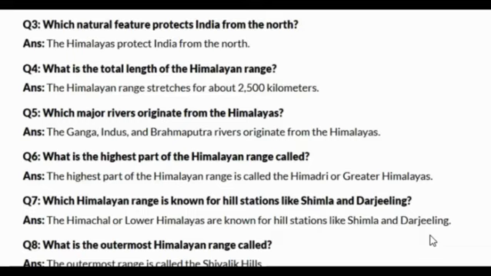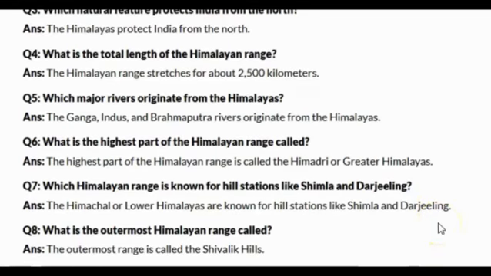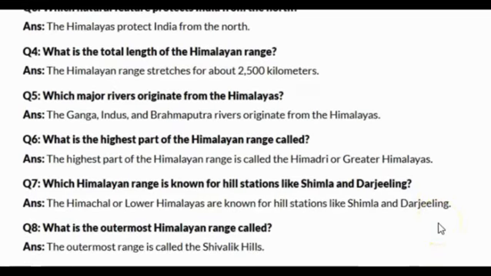Question 6. What is the highest part of the Himalayan range called? The highest part of the Himalayan range is called the Himadri or Greater Himalayas. Which Himalayan range is known for hill stations like Shimla and Darjeeling? Yes, those are the lower Himalayas or Himachal, which has a cool and pleasant climate. What is the outermost Himalayan range called? It is called the Shivalik Hills.